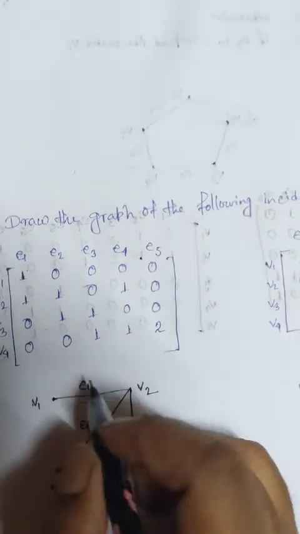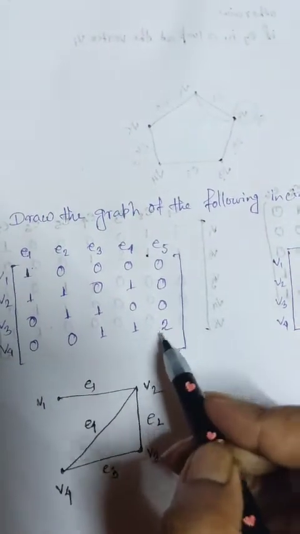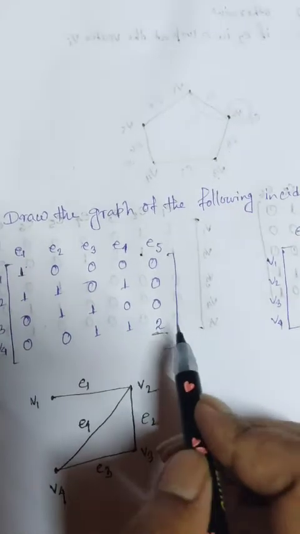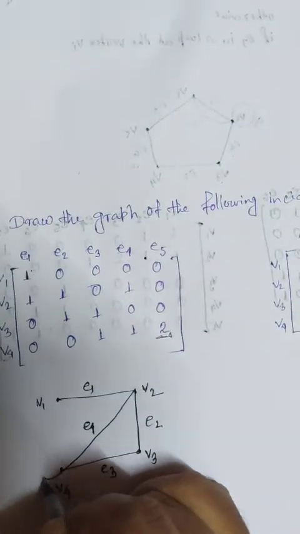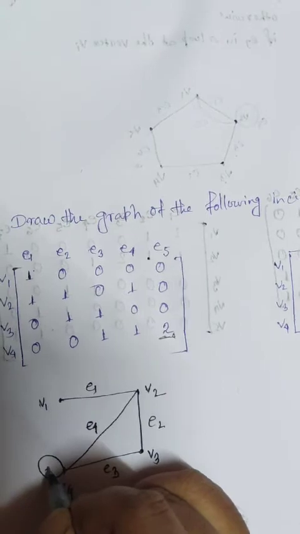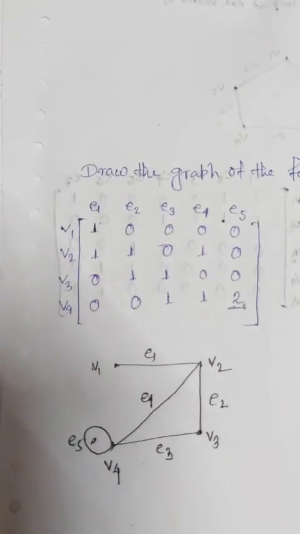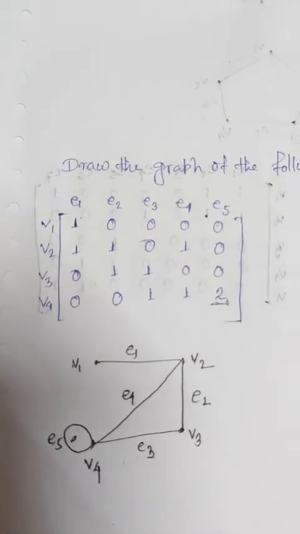This is E4, and at last if we follow E5, that is incident with V4, and here this is 2. That means this is a loop. This is the edge E5. So now I think you can understand how to draw the graph from the incidence matrix.